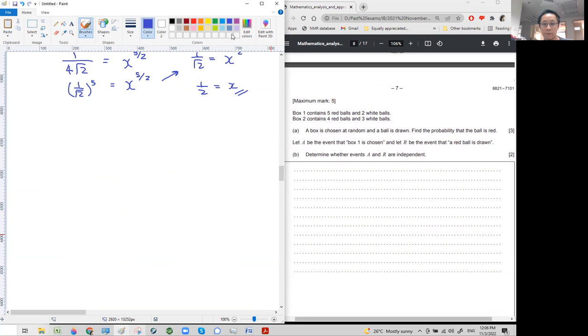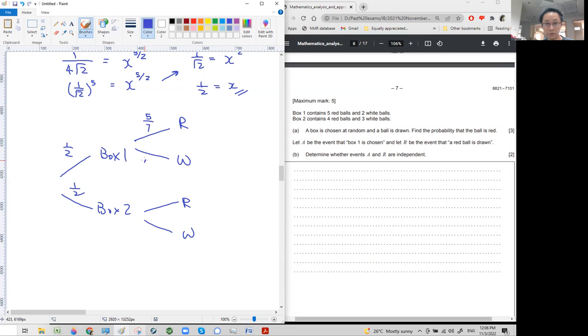Moving on to question 4. Fairly standard tree diagram. So you have 50-50 in terms of picking box 1 and box 2 according to the question description, because you're just choosing a box randomly. Getting red versus white, which is complementary to red in this case. Well, the top set probability is different from the bottom set probability. Should be 2 over 7.